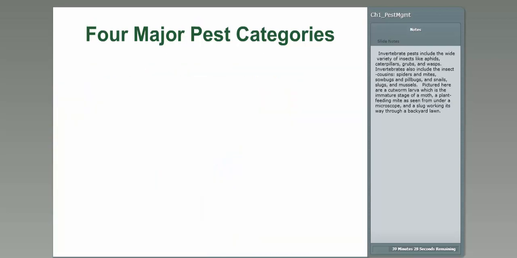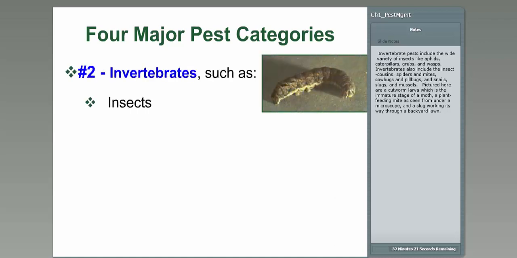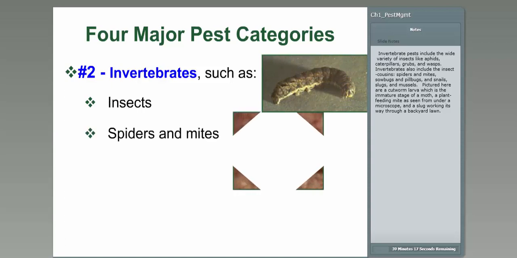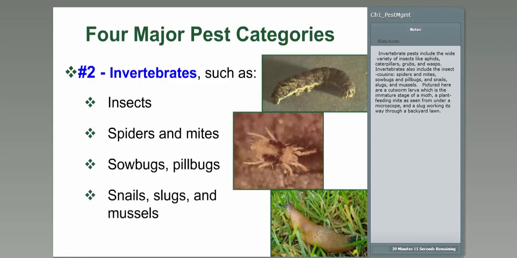Invertebrate pests include the wide variety of insects like aphids, caterpillars, grubs, and wasps. Invertebrates also include the insect cousins, spiders and mites, sow-bugs and pill-bugs, and snails, slugs, and mussels. Pictured here are a cutworm larva, which is the immature stage of a moth, a plant-feeding mite as seen from under a microscope, and a slug working its way through a backyard lawn.